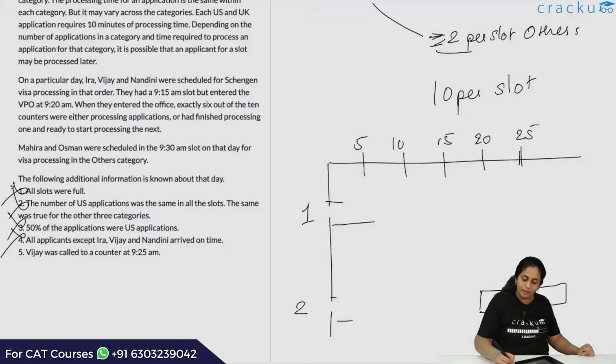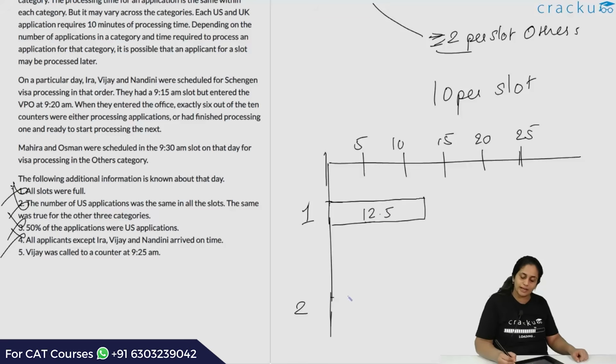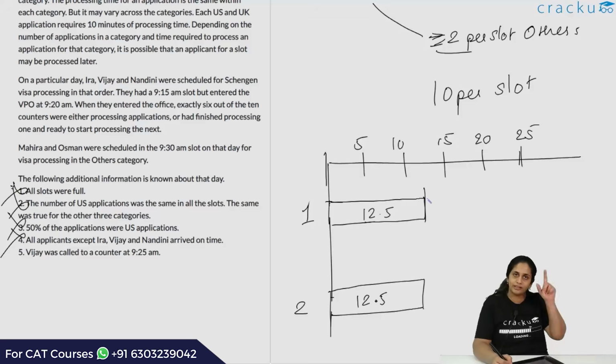So what is happening over here is that at the first counter, at the 0-minute mark, 3 applicants come. The first applicant is called to counter number 1. His application is finished processing in 12.5 minutes. The second applicant is called to counter number 2. His application is also finished at 12.5 minutes.